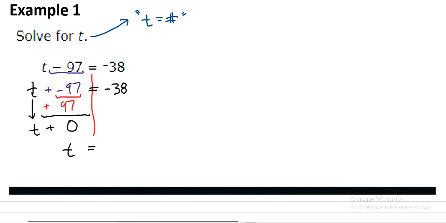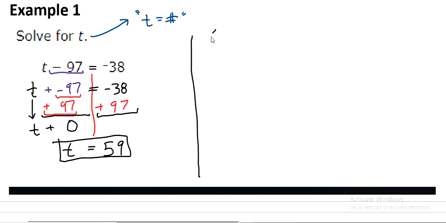Now the other rule though, is that whatever I did to one side of the equal sign, I have to do the same thing to the other. So I added positive 97 to this side. I have to do the same exact thing to the other. I have to add positive 97 to this side. So over here, now we're going to do negative 38 plus 97. That's going to give me something different than 0. Let's check it. That's going to give me positive 59. And there we have it. So t equals positive 59.